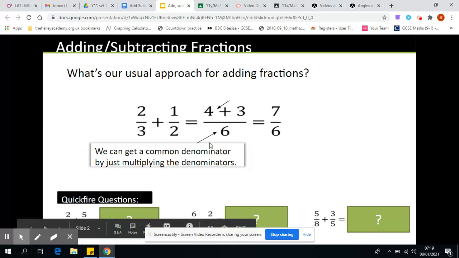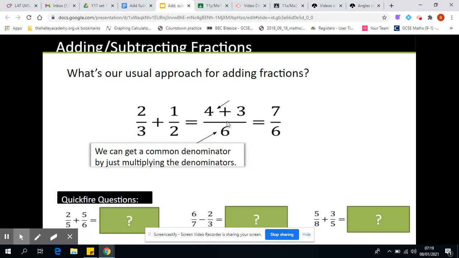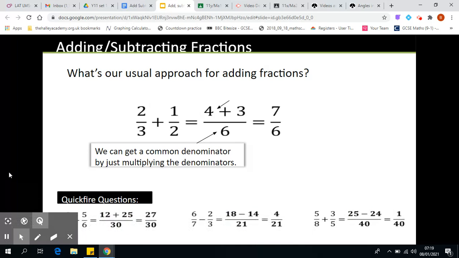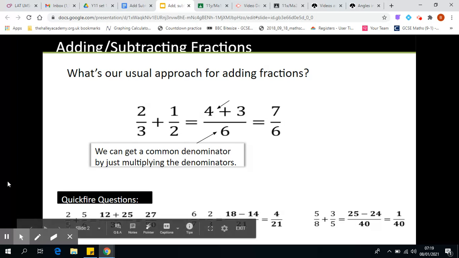Now we're going to follow exactly the same technique for algebraic fractions. Before we do that, please press pause and try these quick fire questions given below. Here are the answers. Please verify your calculations. Remember, for adding or subtracting, we need to make the denominators the same. This is in slide 3 for your reference.